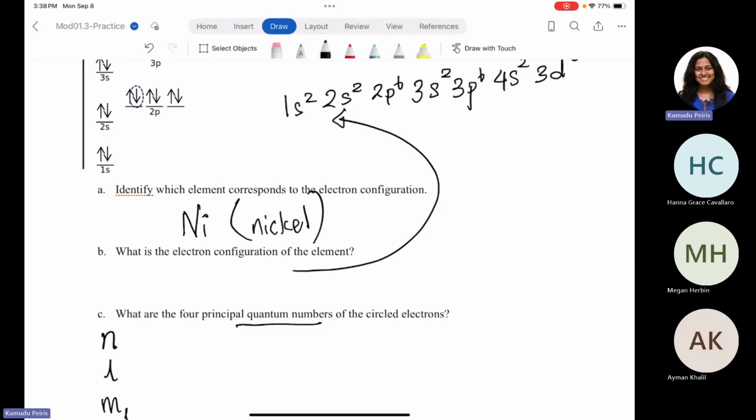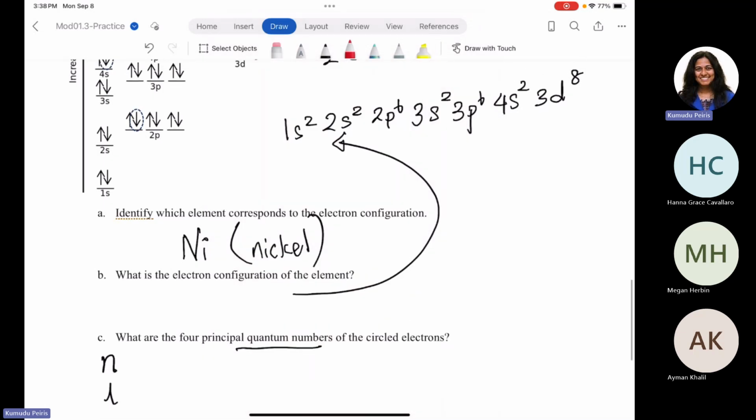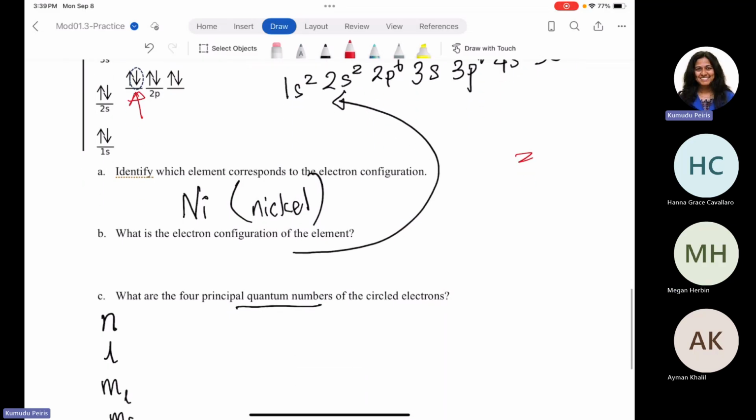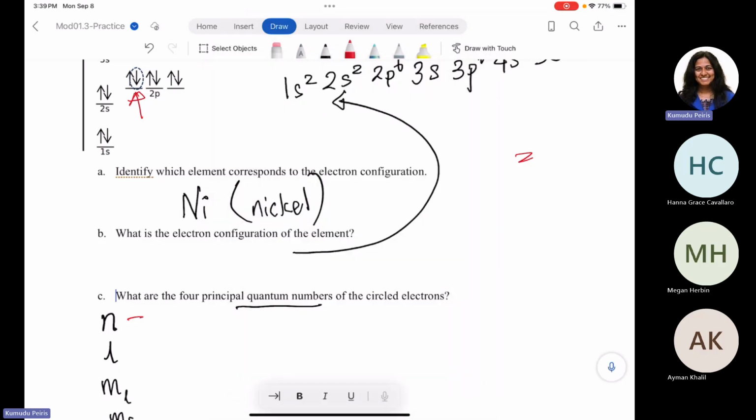So here, now the first one is this one. What is the energy level for that electron? N is equal to 2. You all see that because it's in the energy level number 2.